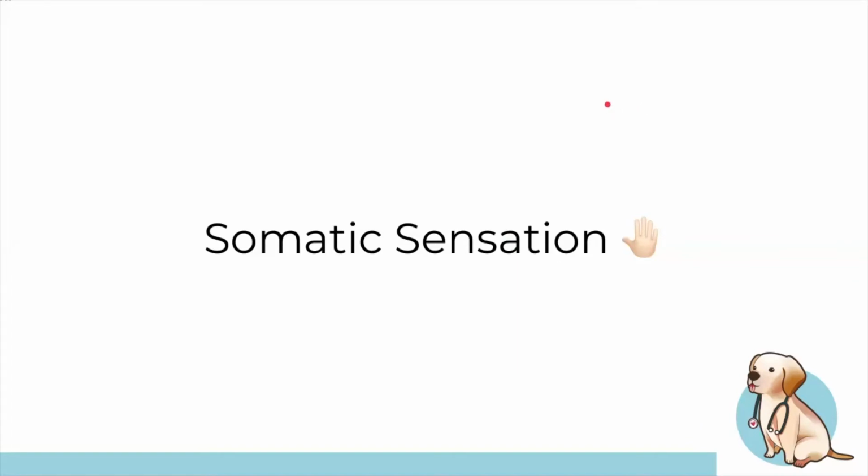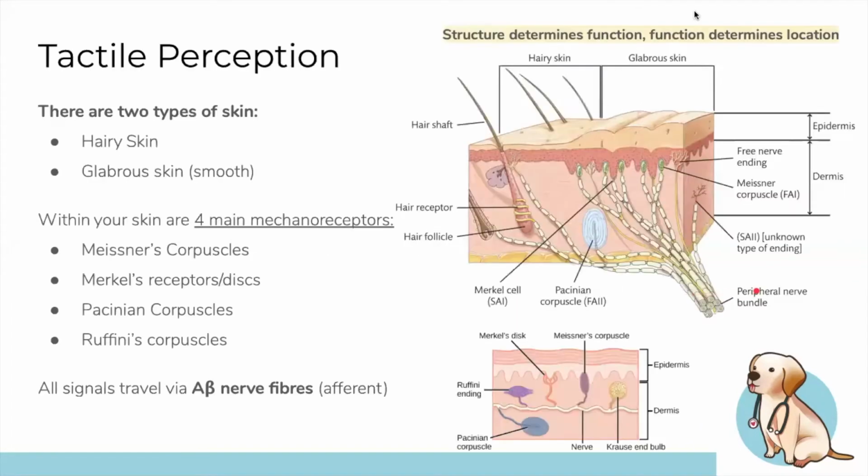Okay, so talking a bit about somatic sensation, this is mostly about the skin related stuff and all of the mechanoreceptors inside the skin. So first of all, we've got two types of skin. You've got your hairy skin, which is where you've got hair growing, and glabrous skin, which means smooth. So glabrous skin, think of your palm area, hairy skin's like the back.